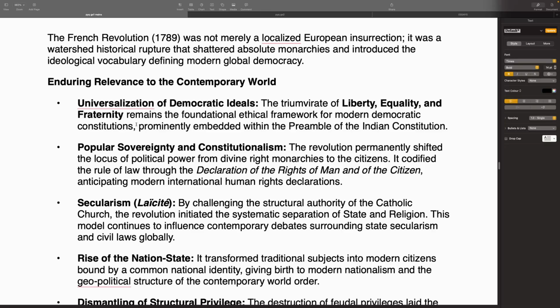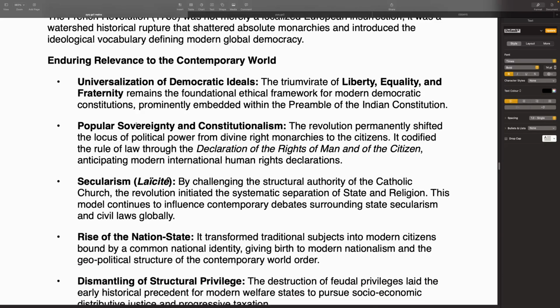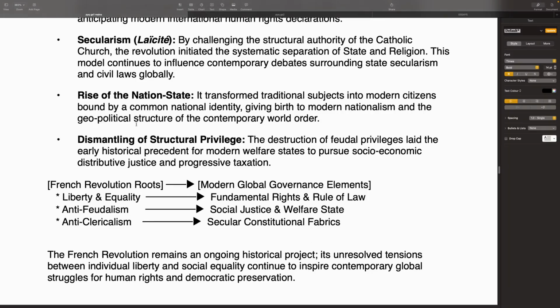By challenging the structural authority of the Catholic Church, the revolution initiated the systematic separation of state and religion. This model continues to influence contemporary debates surrounding state secularism and civil laws globally.